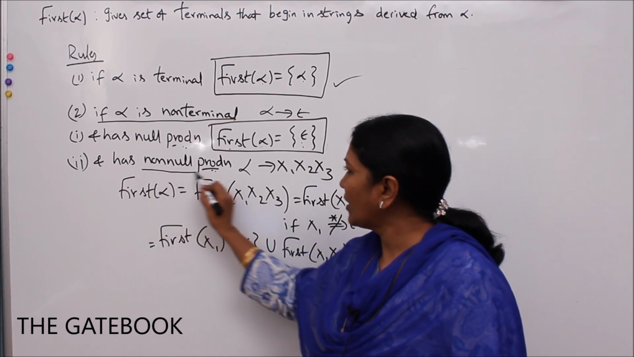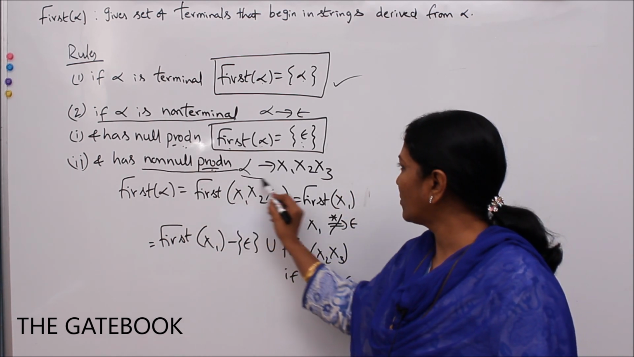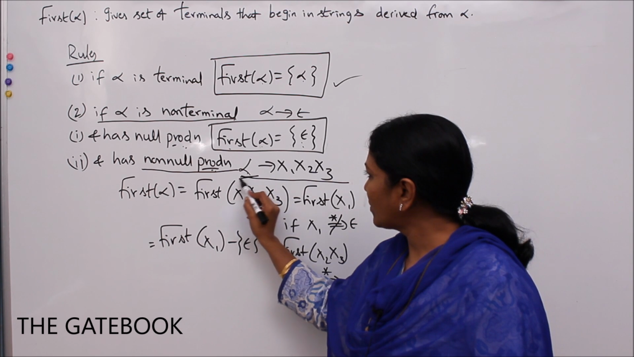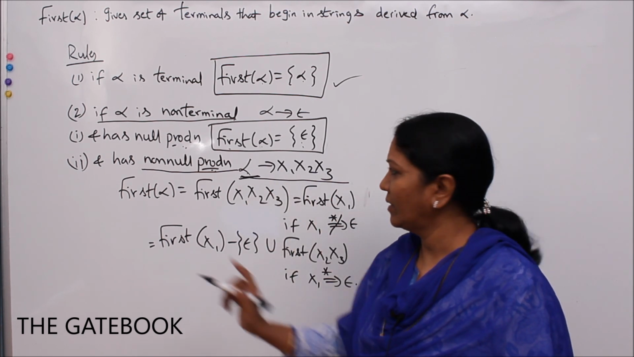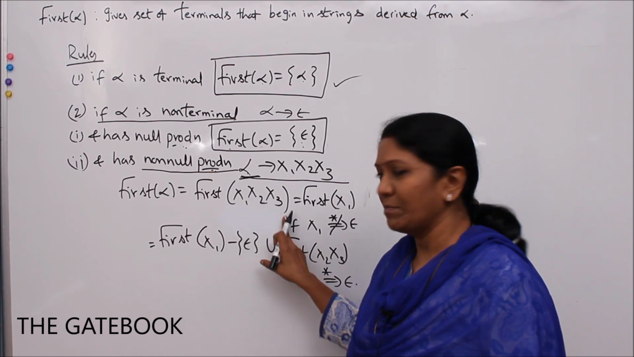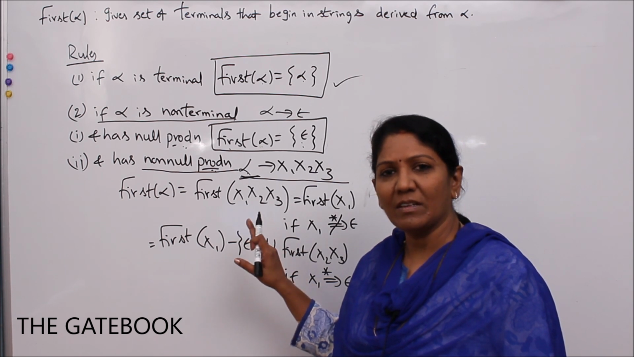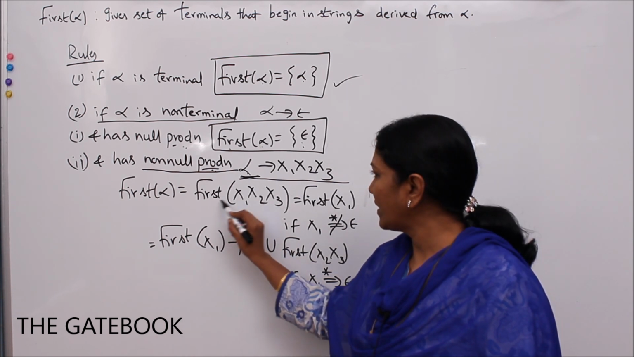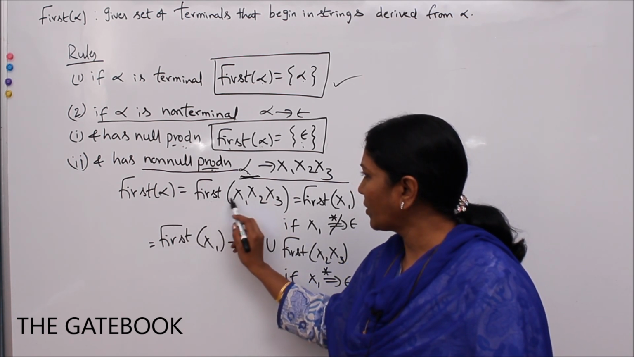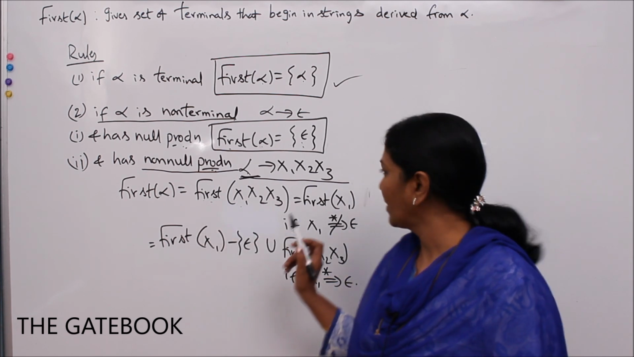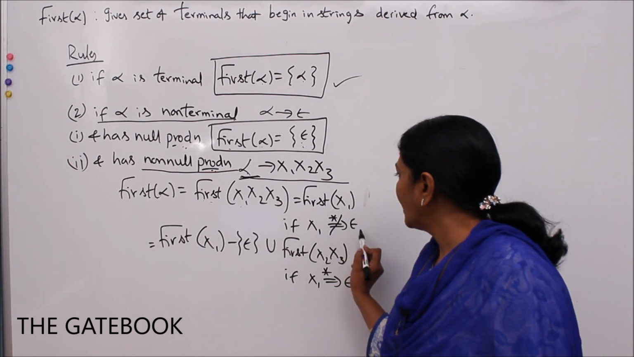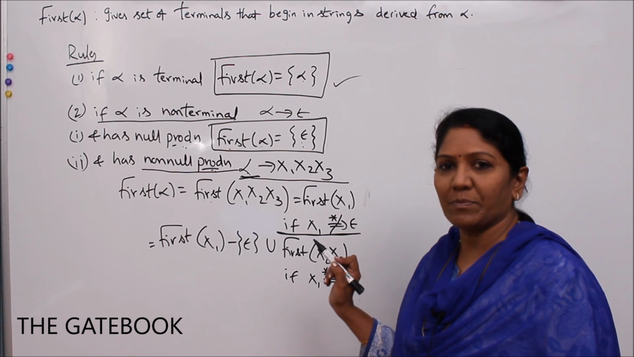Or if it is a non-null production, that means you have a rule something like alpha to x1 x2 x3. In that case, first of alpha is first of the right hand side, first of x1 x2 x3. And when you have a string of symbols, the first function always starts with the first symbol. Once again, see this rule is recursive. First of alpha is first of this, which automatically implies first of x1.